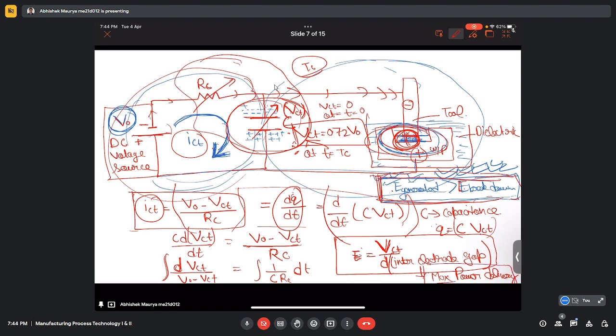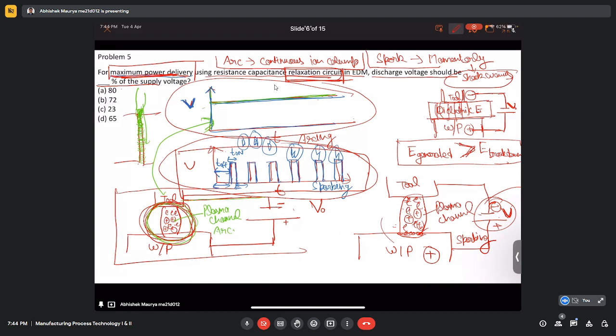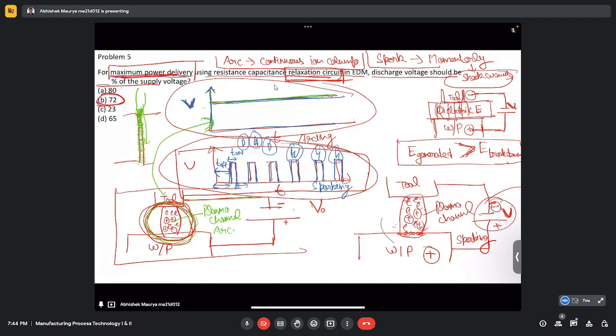Okay, so that is the condition. The correct answer for this problem is B, 72%. And I have explained each and every step.